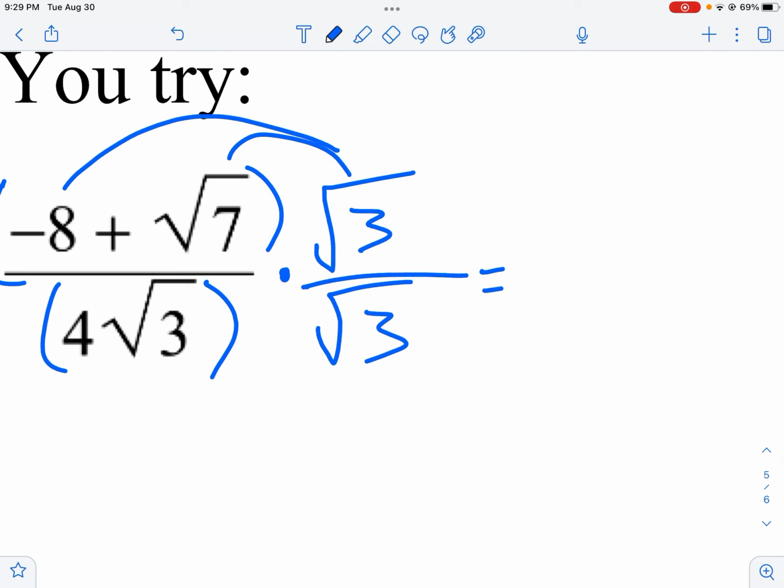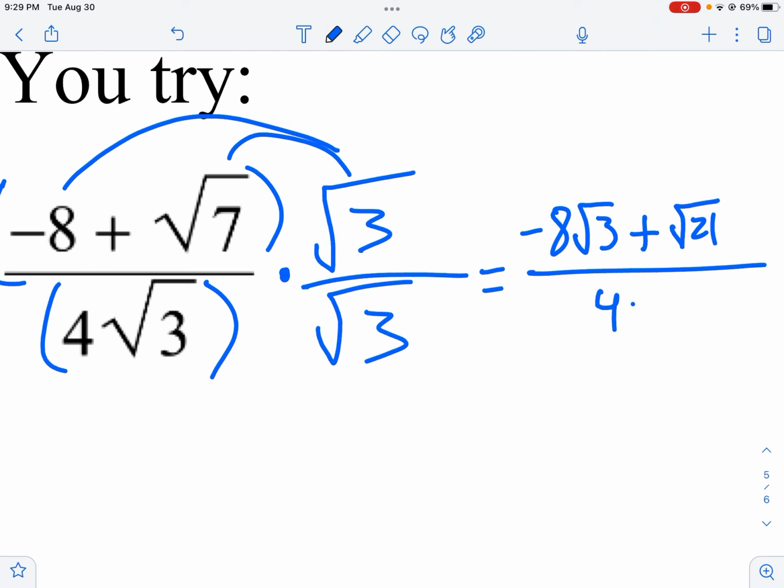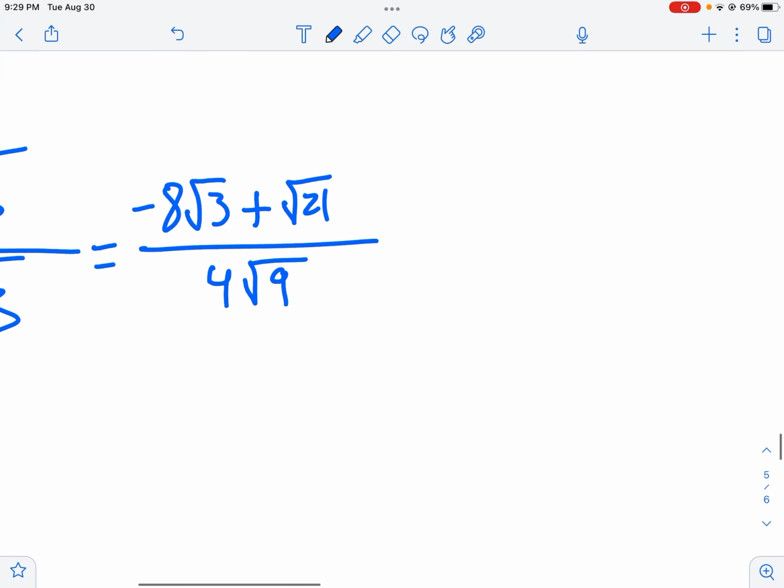So we got negative 8 times root 3, which is negative 8 root 3. And then root 7 times root 3 is root 21. And on bottom here, 4 doesn't have anything to times by, so you got 4. And then root 3 times root 3 is root 9. And then we're going to simplify this thing. We could divide all of these by 3, right? Divide by 3, divide by 3, divide by 3. But now we're back to where we started, and we don't want that.